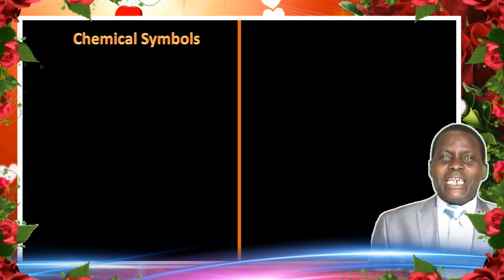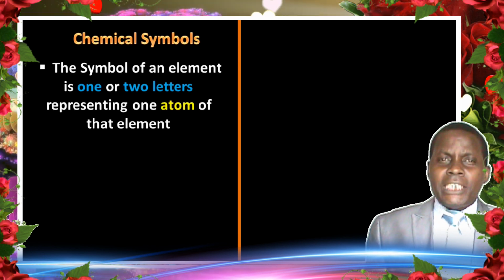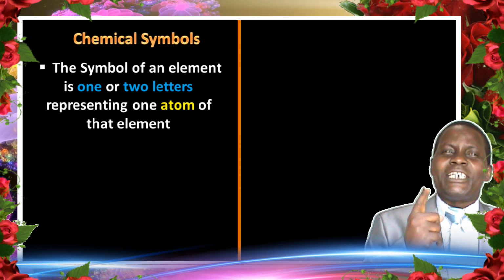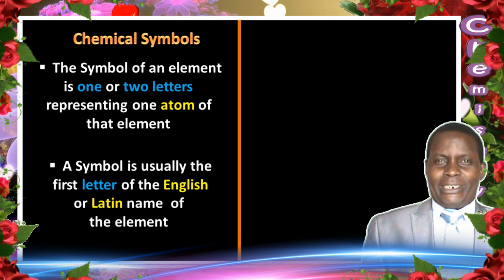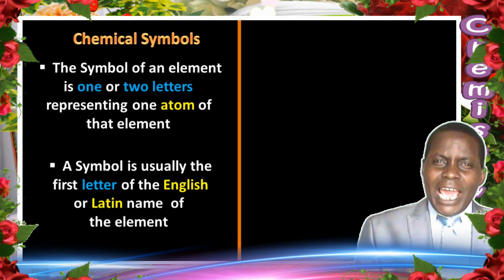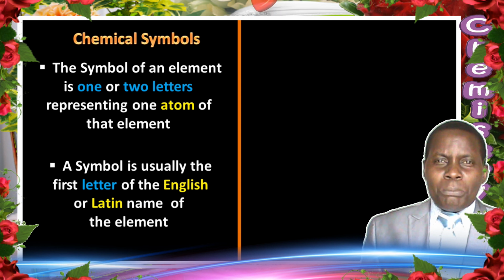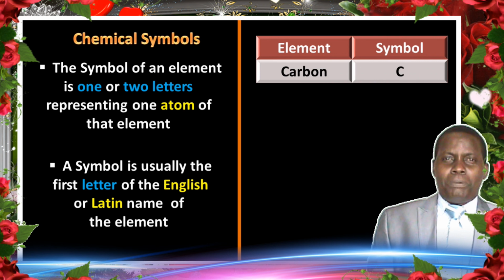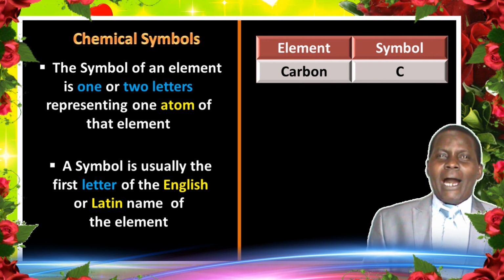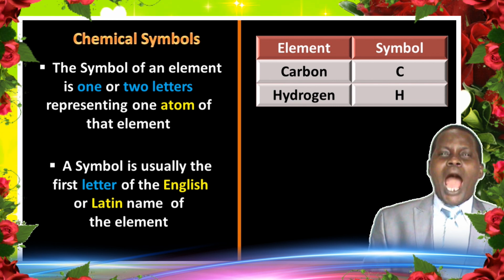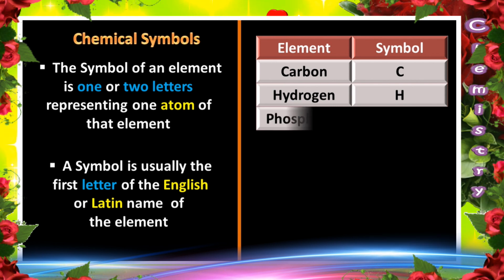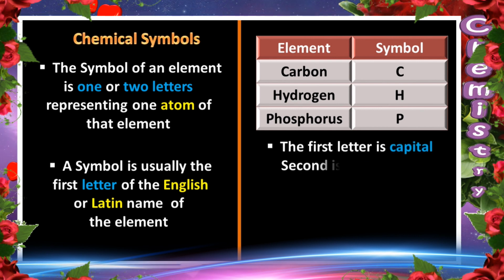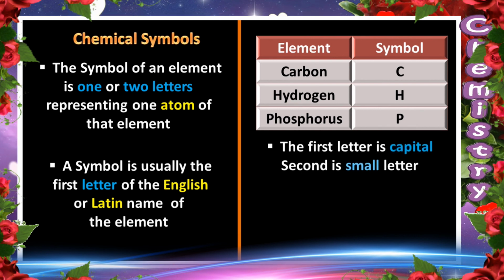Elements are represented by symbols. A symbol is one or two letters representing one atom of an element. The symbols are derived from the English name or the Latin name of an element. For example, carbon is represented by the first letter, which is C. Hydrogen is represented by the first letter, which is H. Phosphorus is represented by the first letter, which is P.